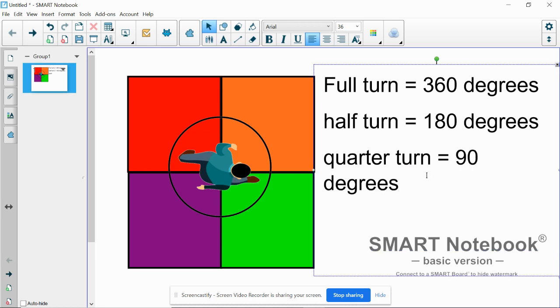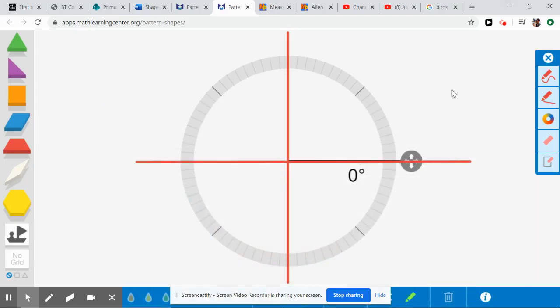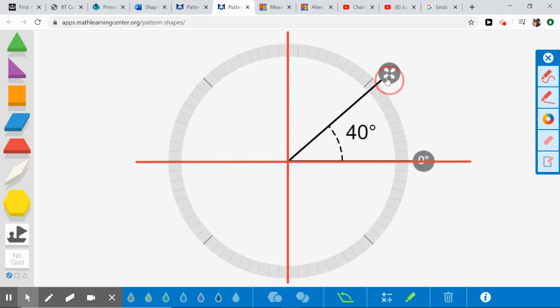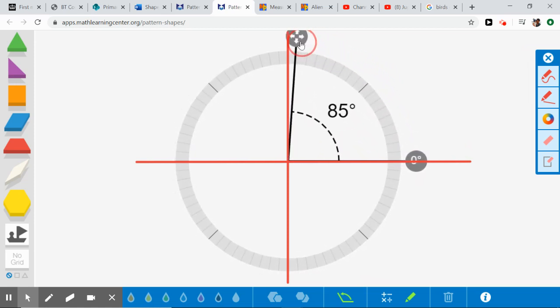So let's look more at what degrees are. So here I've got a protractor, and a protractor measures how far you've turned, and it measures it in degrees. My protractor is set to 0 degrees. This is the mathematical symbol for degrees. And if I do a quarter of a turn, you can see I'm following that circle shape again. You can see that was 90 degrees.